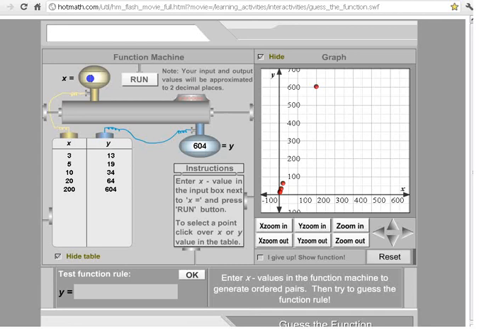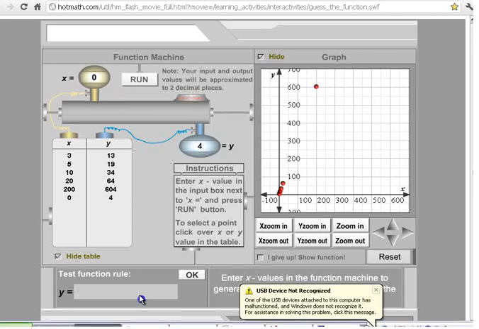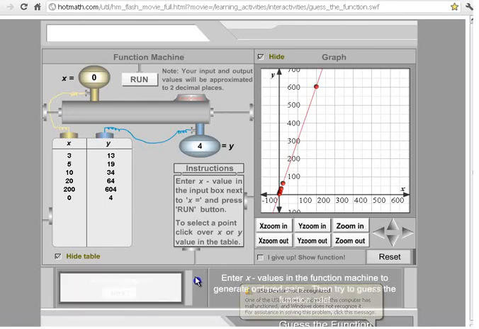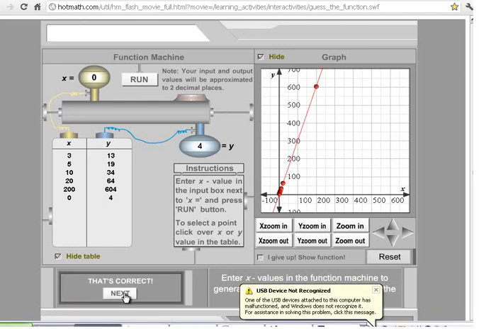But what should 0 be? I said it should be 4. Okay. What's the rule? Somebody different who hasn't said anything. What's the rule? Who hasn't said anything? x times 3 plus 4. 3x plus 4. Test the rule. That is correct.